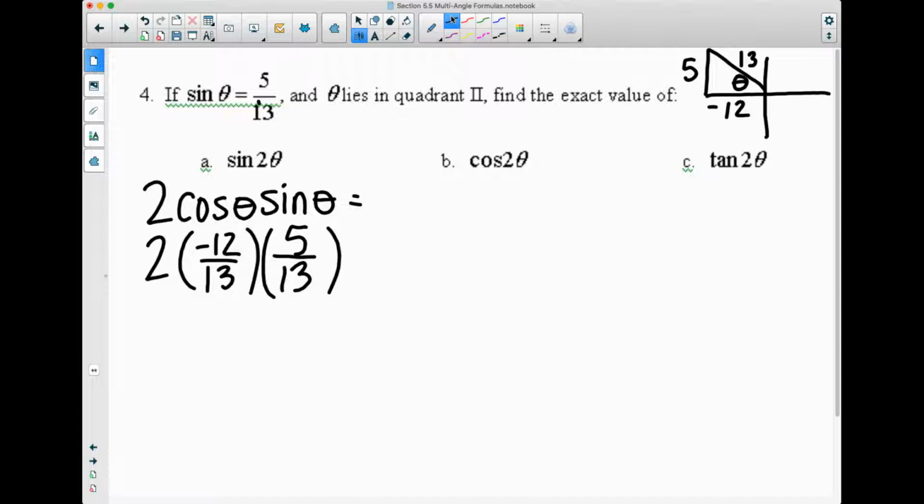Some of y'all have moved on to cosine. All right, so I saw on a couple of y'all's papers where you put 2/1. That's helpful, so when you're distributing through, you're not multiplying it to all the things. Personally, how my mind works, I see the 2 times the 5, which gives me the 10. So I know that's negative 120/169.